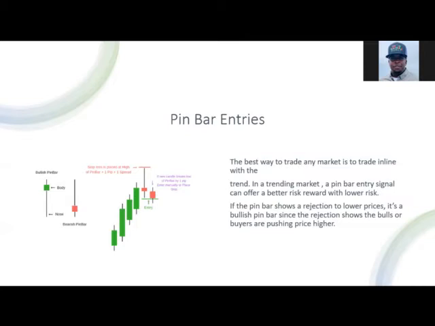If the pin bar shows a rejection of low prices, it's a bullish pin bar. All right, it's a bullish pin bar since the rejection shows the bulls or the buyers are pushing price higher. So here we have our uptrend, and then this throws us a reversal pin bar, or our shooting star. Our entry is going to be the next candle. Our next candle is going to be the entry. Our stop loss is going to be above the wick.